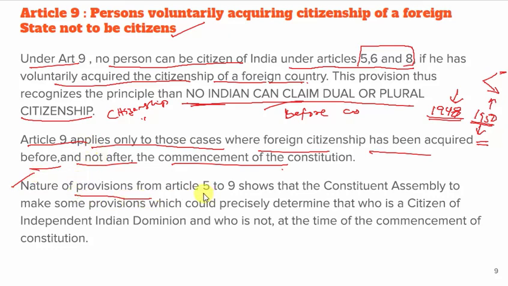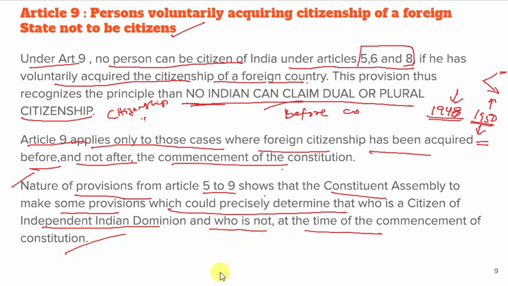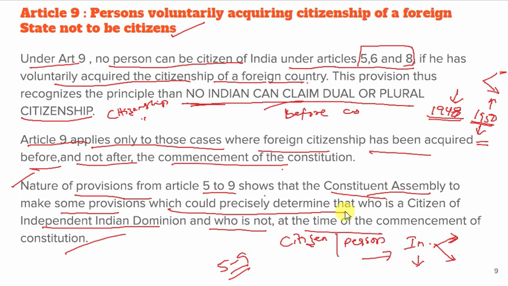The nature of the provisions from 5 to 9 shows that the Constituent Assembly made provisions which could precisely determine who is a citizen of the independent Indian dominion and who is not at the time of commencement of the constitution. So who can be an Indian citizen and who cannot? That's how the Constituent Assembly made these provisions, to determine whether you are an Indian citizen or not, or whether you want to have Indian citizenship. That's how these provisions gave privileges to the citizens at that time.